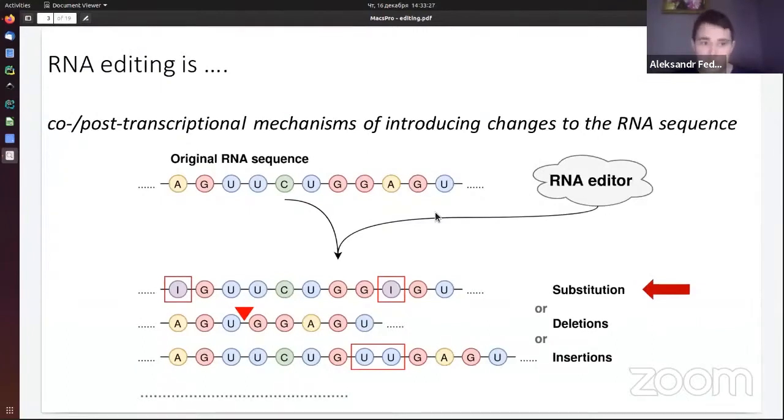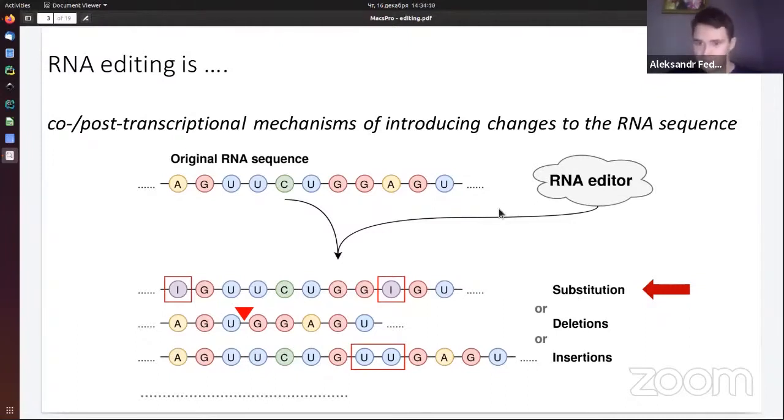Basically, RNA editing is a core post-transcriptional mechanism of introducing changes to the RNA sequence. In a typical scenario, it looks like this. We have some RNA molecule and a protein, let's call it an RNA editor. The RNA editor binds the sequence and introduces some changes, like substitution, for example, all adenosines converted to inosines, or deletions or insertions. Commonly, at least to the best of my knowledge, RNA editor proteins are capable of only one type of RNA editing, so it's either substitution or deletion or insertion.